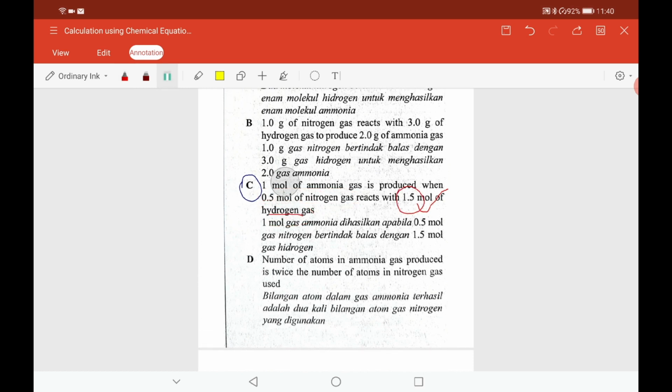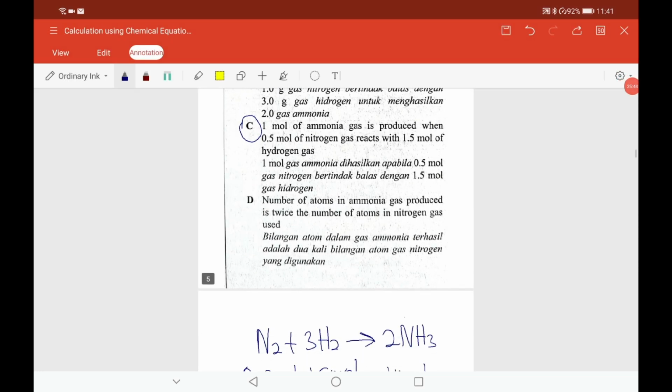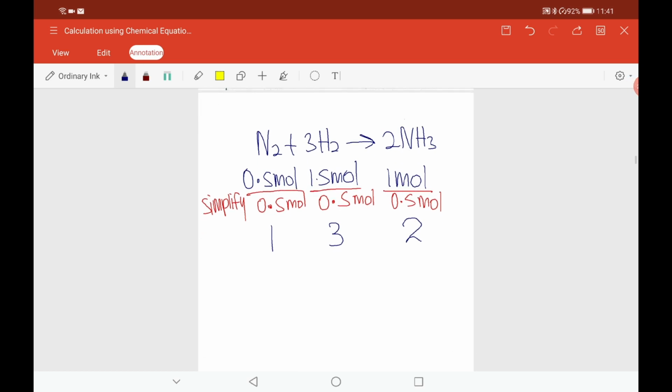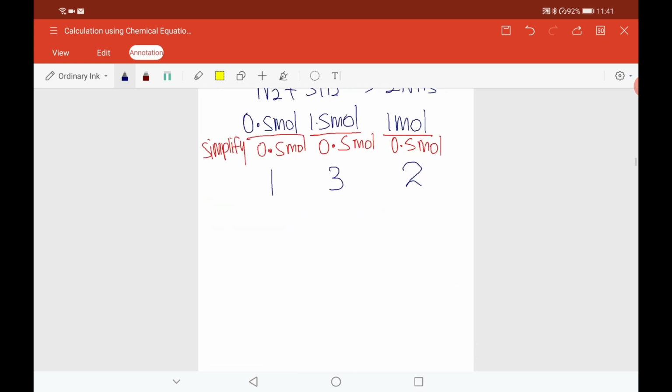So you can use the answer to check, no problem. It's not a very hard calculation. You can use the answer to check back. All right, so now we can try to do another one.